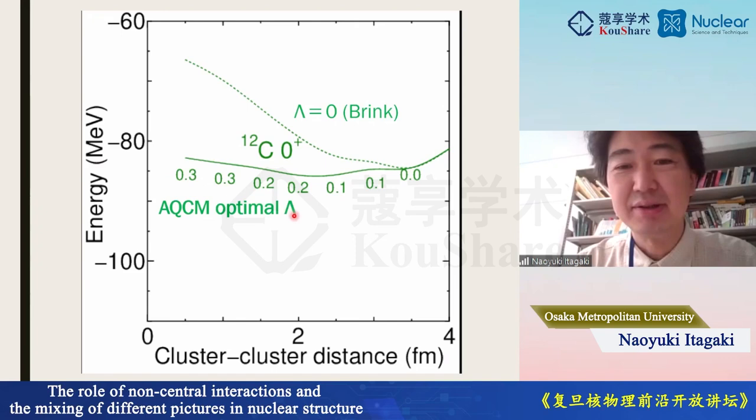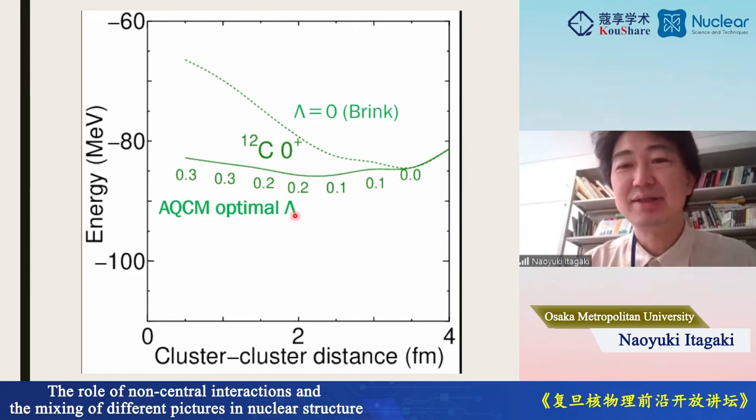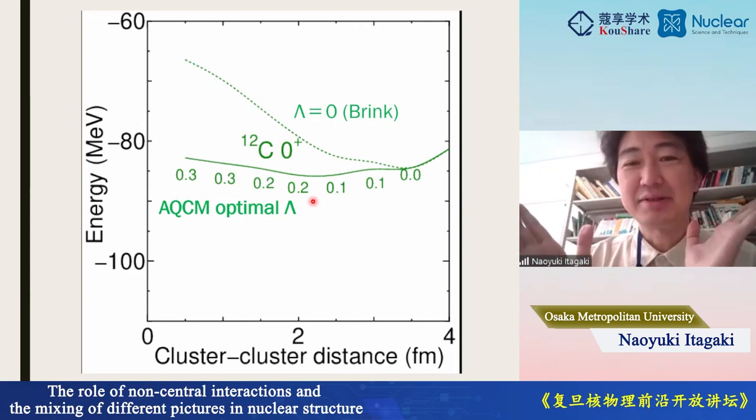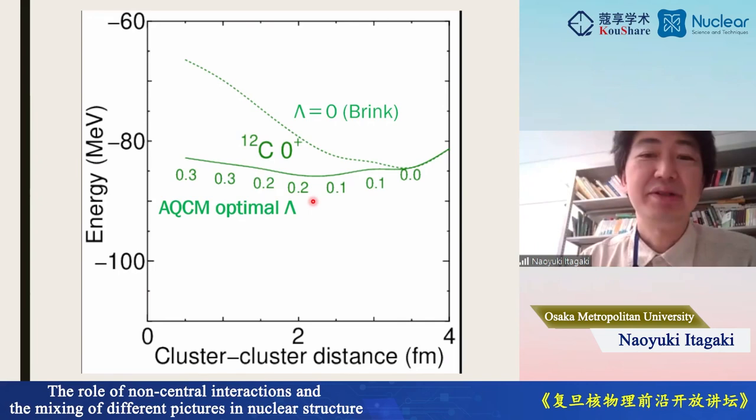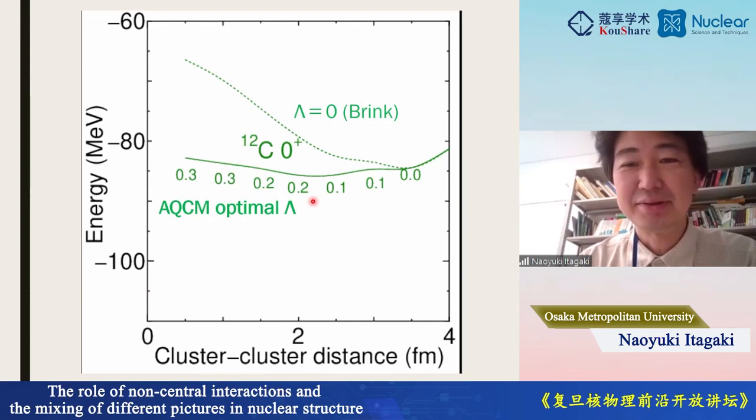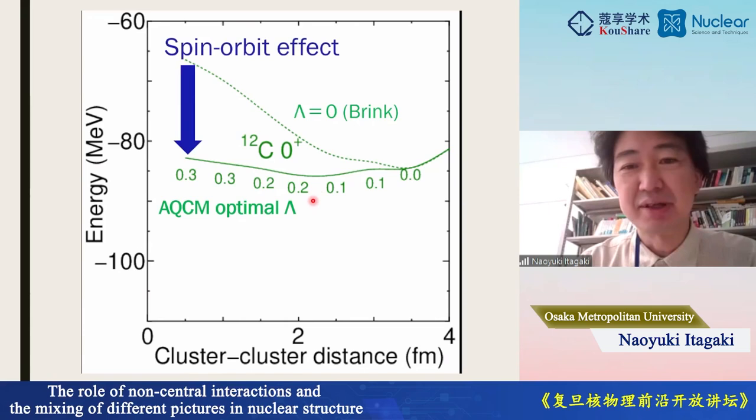And I said that lambda equal to one is the limit of the JJ coupling shell model. But what is the best lambda value as a function of cluster-cluster distance? It's something like 0, 0.1, 0.2. It increases when the three alpha particles approach. But the best value is 0.2 or something like that. So that's what we found. So carbon 12 is still a cluster state, I would say. It's slightly broken, as we see in the density distribution of the shell model. The three alpha particles are slightly broken, but still carbon 12 is three alpha. That's my impression. So that's the thing we can learn. And this difference is a spin-orbit effect. The traditional three alpha cluster model doesn't have the spin-orbit effect.